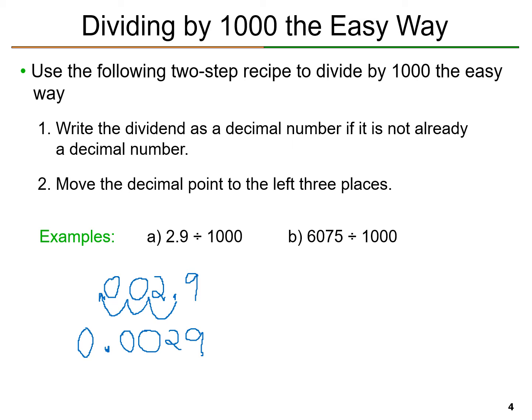And the next example, 6,075 divided by 1,000. In this case, we have to implement step 1 because the dividend is not a decimal number. So let's go ahead and write 6,075 as a decimal number by adding a decimal point and a 0. And in step 2, move the decimal point to the left 3 places. 1, 2, 3. I'm going to put it right here.